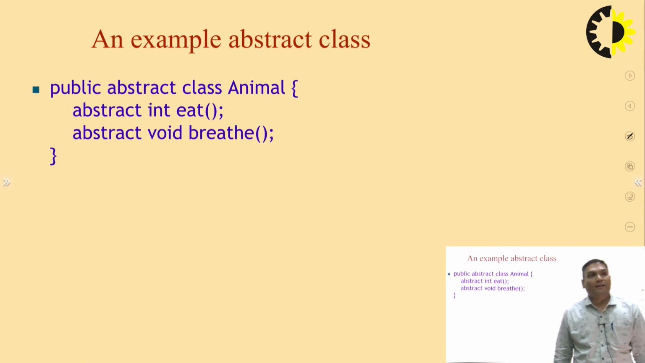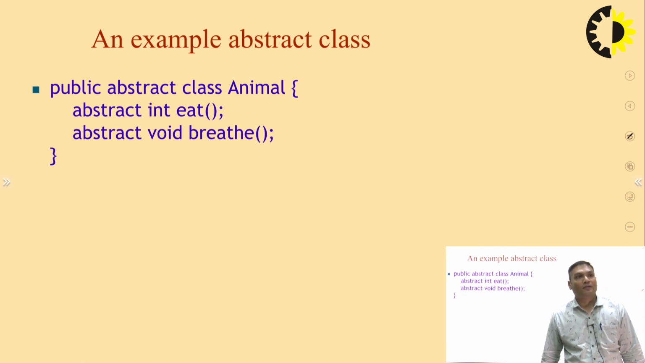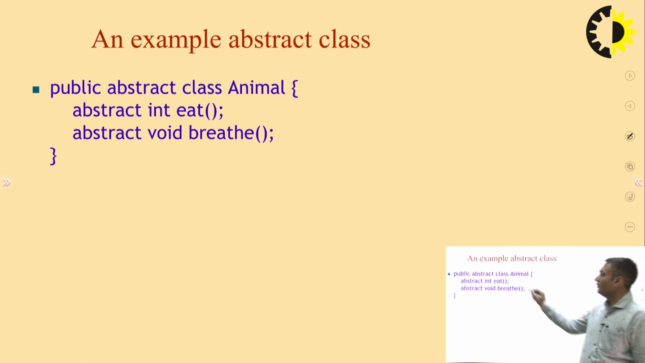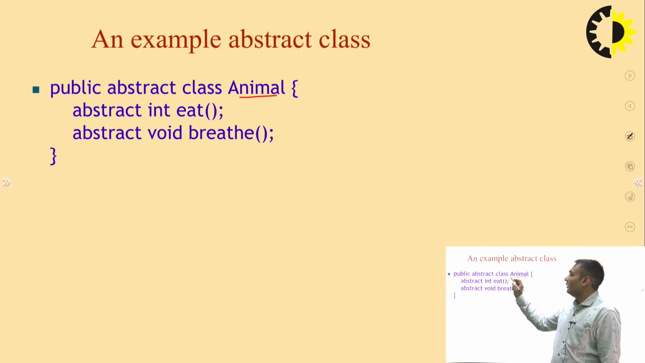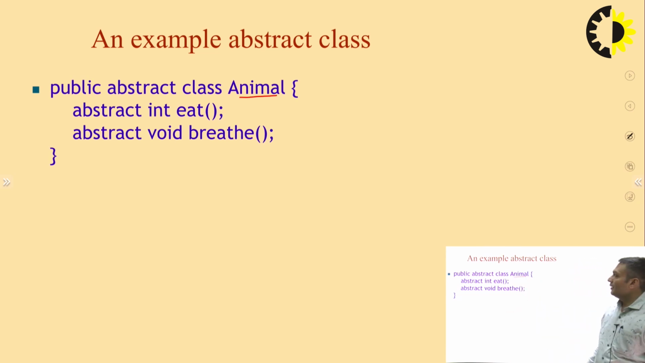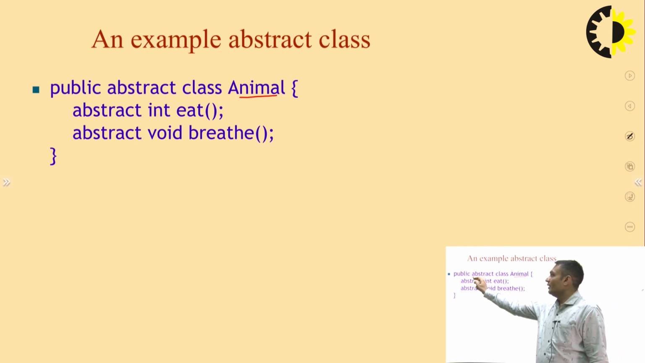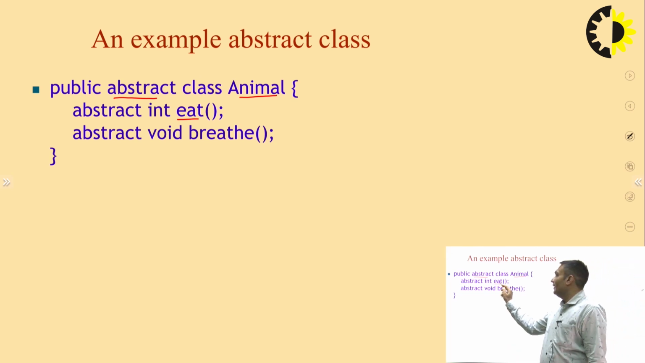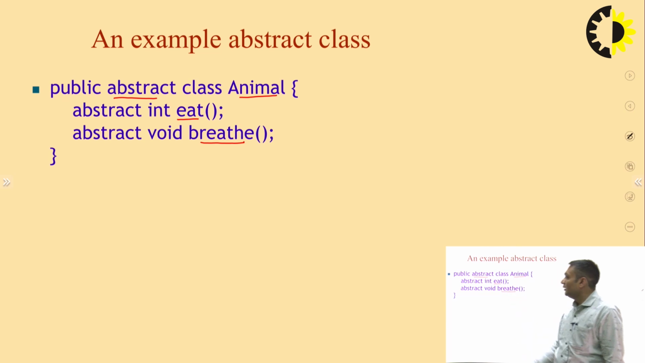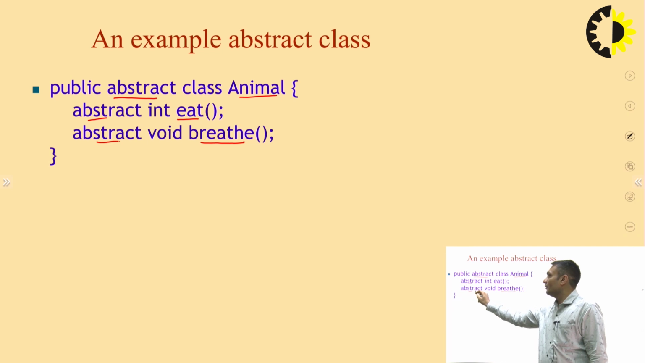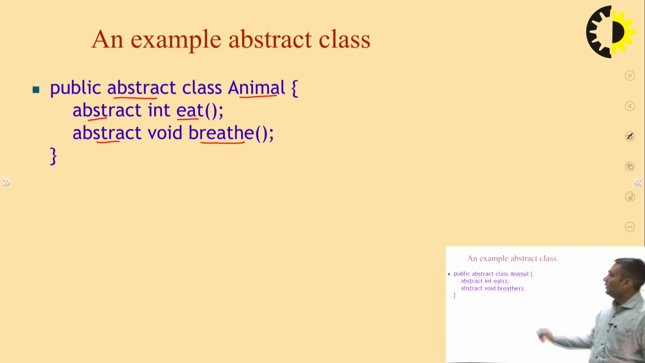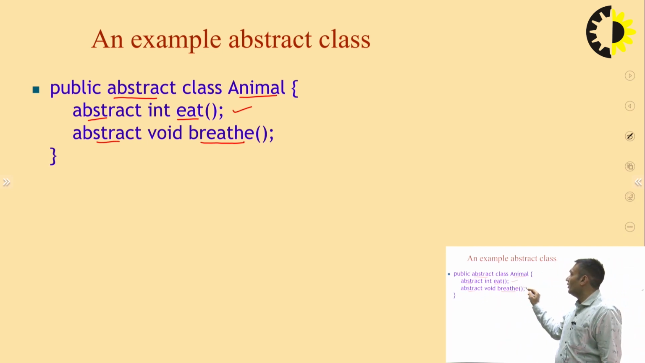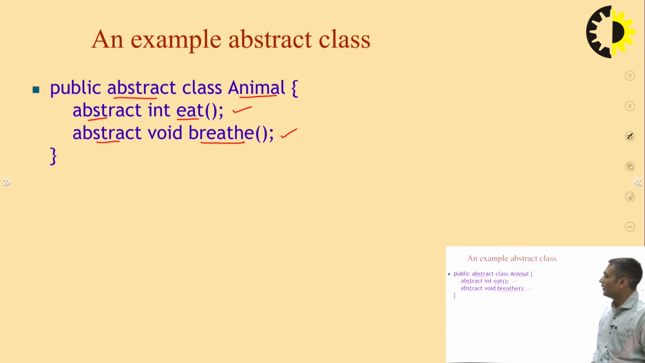Let's see an example of an abstract class. I am defining a class named Animal, and because it is abstract, I'm writing the abstract keyword just before the name of this class. This class contains two methods: one is eat and another one is breathe. Both methods are abstract methods. Here there is no body of these two methods.